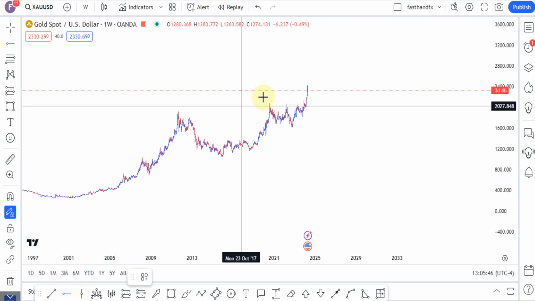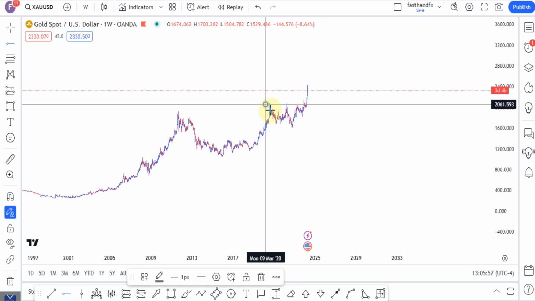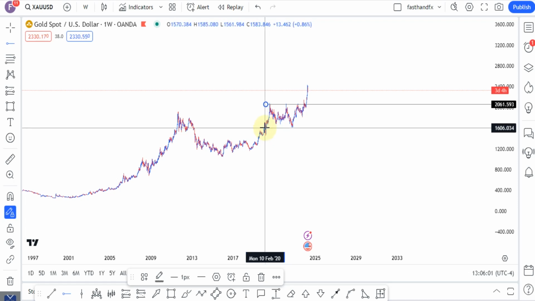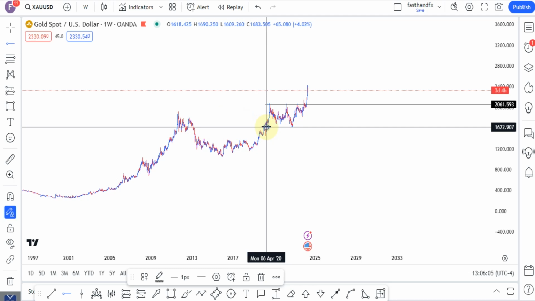So for instance, we have this key level here. This is the level that we'll be looking at. We look at what the market did when it reached this level. We have that one. Then we have this level down here.